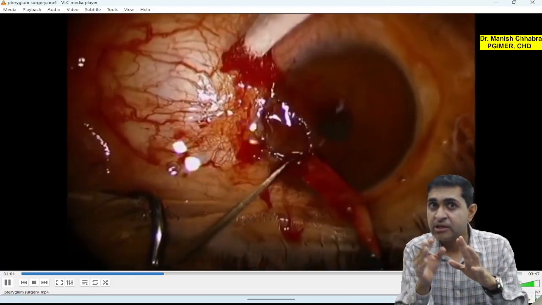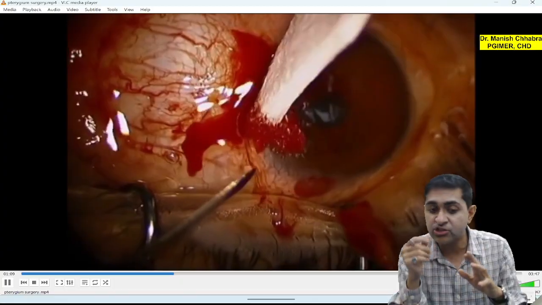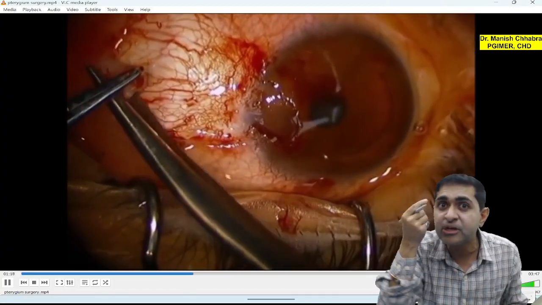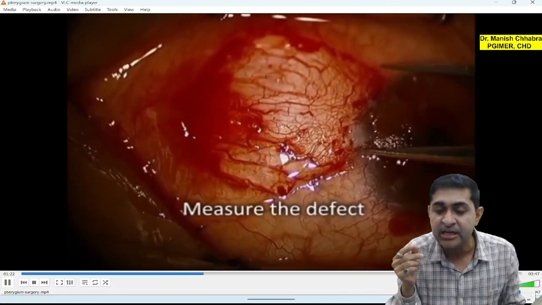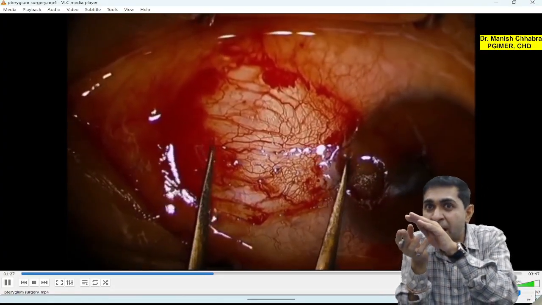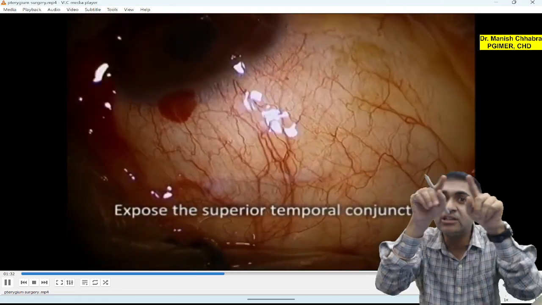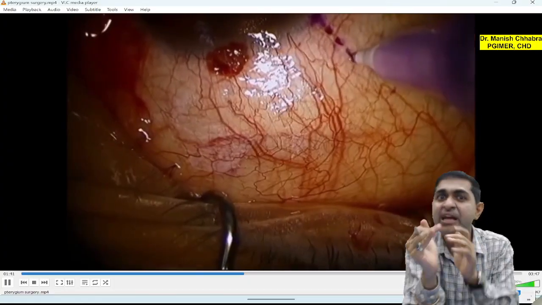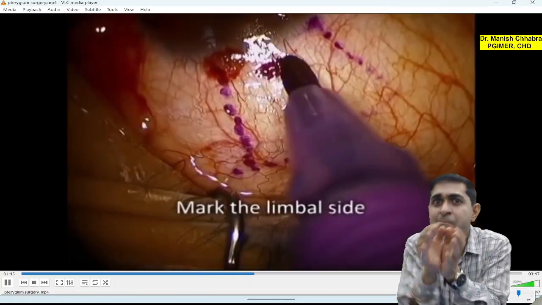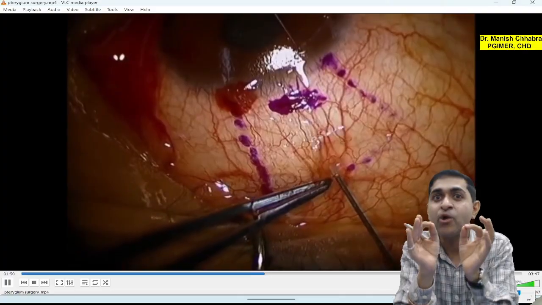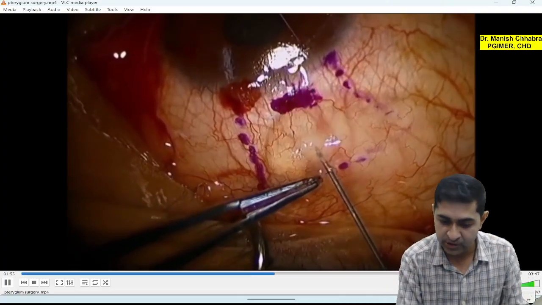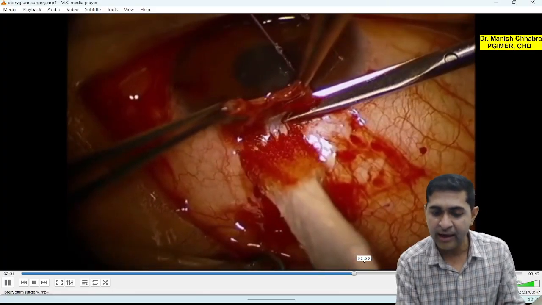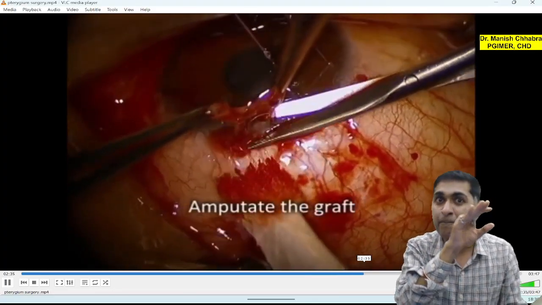But you know it has got a very high recurrence rate, so I am going to measure the defect and take the same conjunctiva from the temporal side. I am going to take a part of the conjunctiva and place it over this defect which is created. So this is going to bring the recurrence down from 80% to just 0.01%. Okay, fast forwarding it a little bit. So I have dissected it. Now I am going to put it onto the bare sclera.